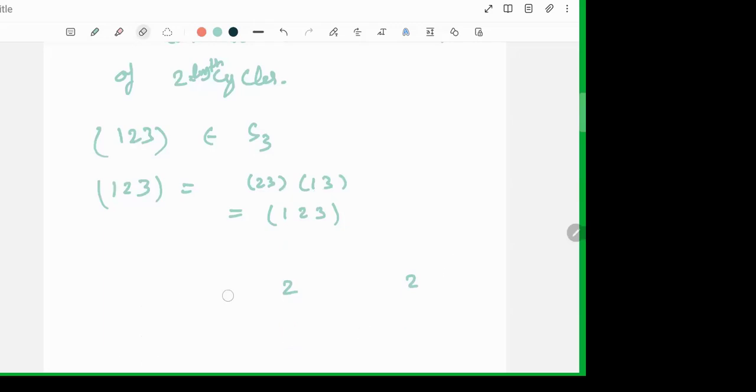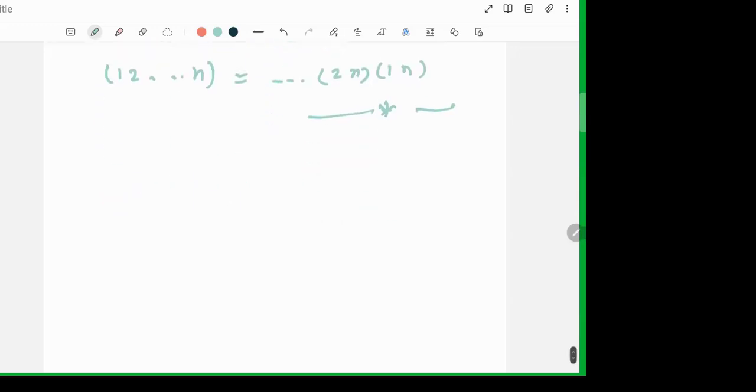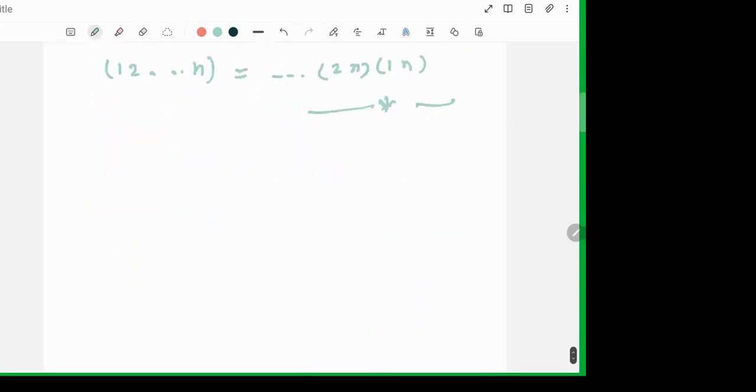In general, I am giving you a hint; you try to prove this. Any permutation of the form (1 2 ... n) can be written as (1 n), (2 n), and so on, in this form, as the corresponding product. Prove this thing. This is an easy observation. So any permutation can be written as a product of 2-cycles.